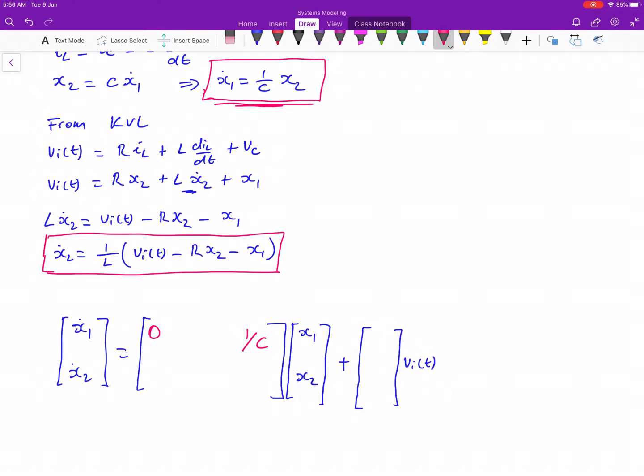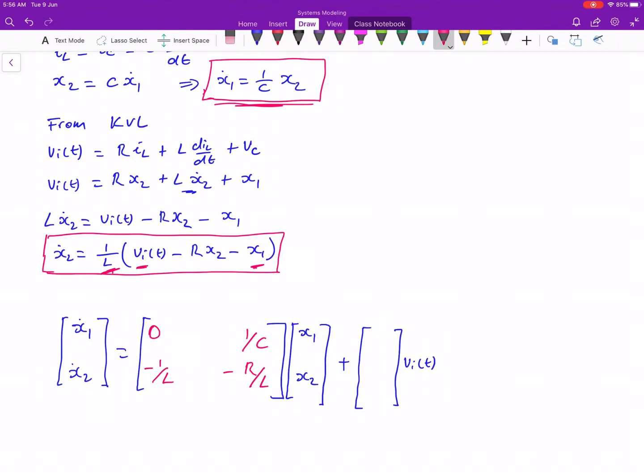X2 dot will be 1 over L x1. So here we have minus 1 over L times x1, and then minus R over L times x2.